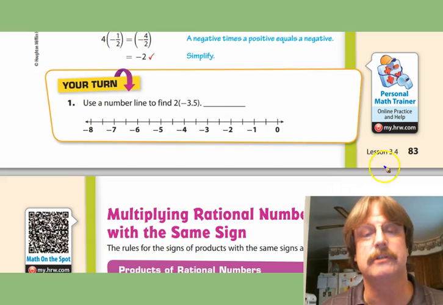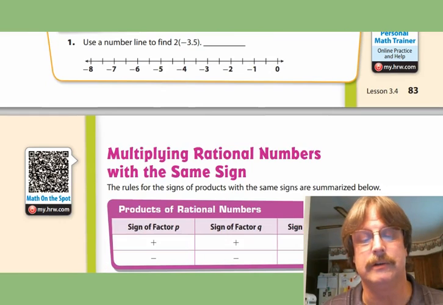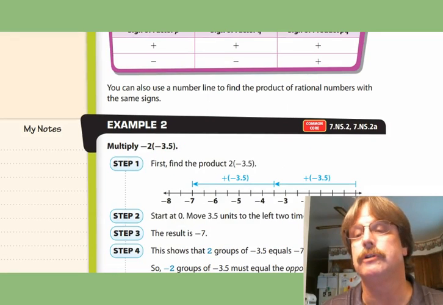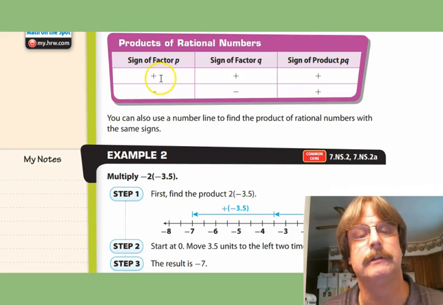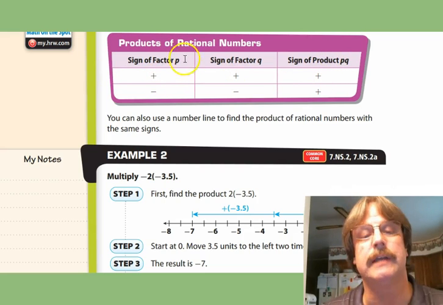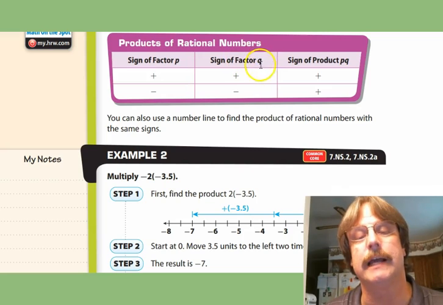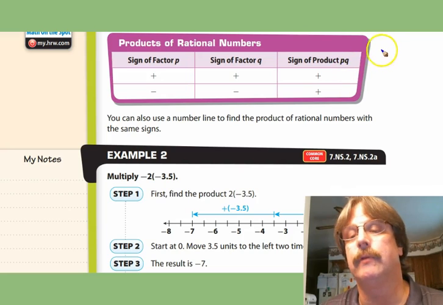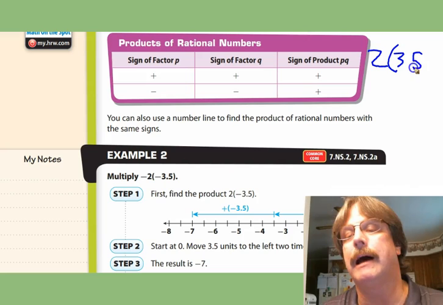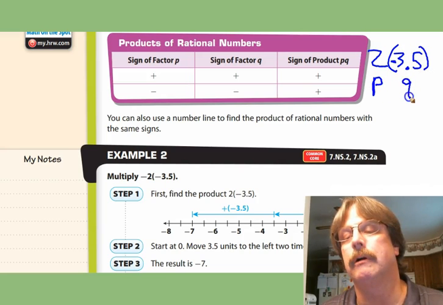Moving on into the next section, multiplying rational numbers with the same sign. So now we're just doing what I already showed you. We have a positive times a positive gives us a positive. They're saying that P is the first number, Q is the second number. So if we used what we just had above us, and if we had 2 times negative 3.5, this would be our P, this will be our Q.